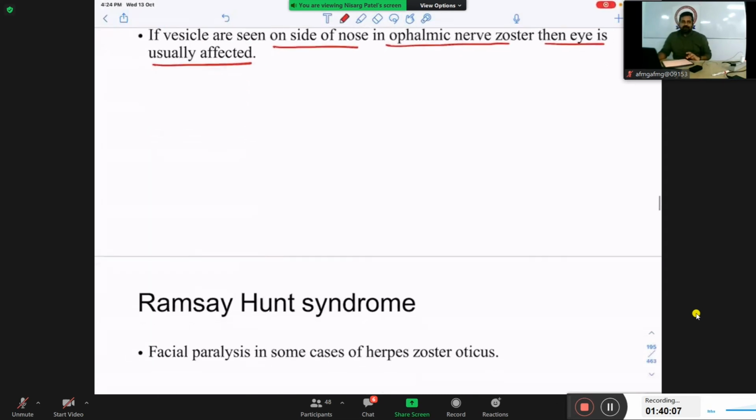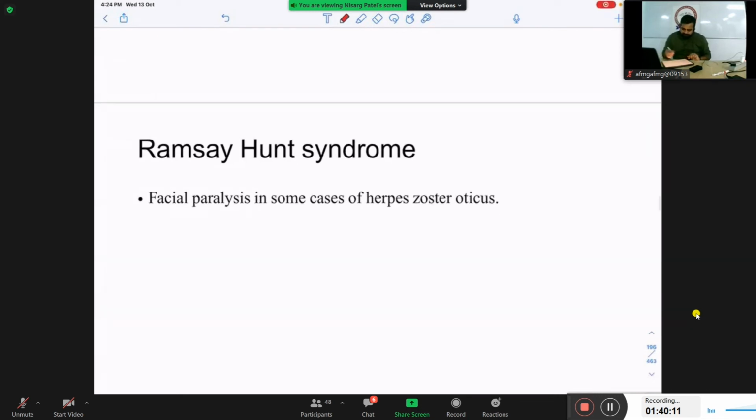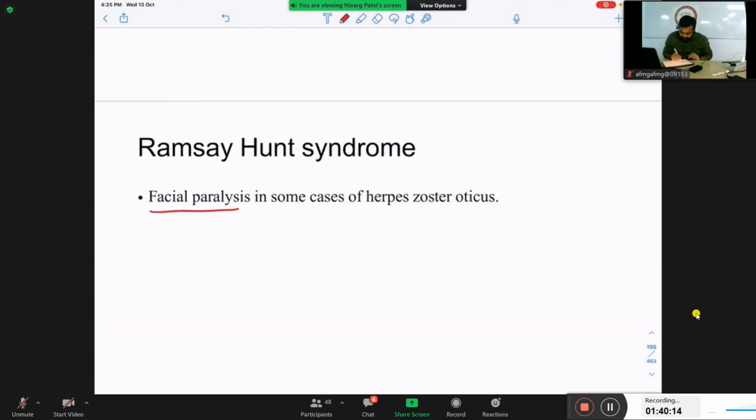Second is Ramsay-Hunt syndrome. What is Ramsay-Hunt syndrome? Facial paralysis in cases of herpes zoster oticus, because the seventh cranial nerve passes through our ear canal, and because of this, if there is ear involvement in the herpes, what will happen? It will affect my seventh cranial nerve, and it will cause facial paralysis.